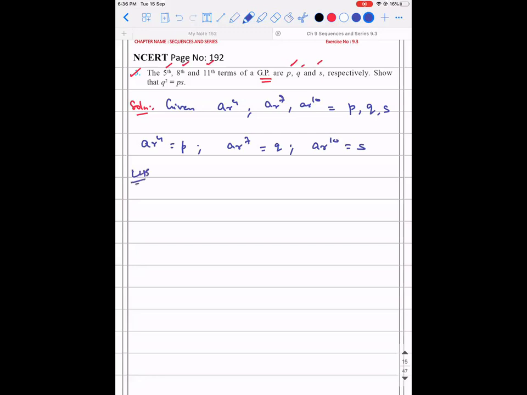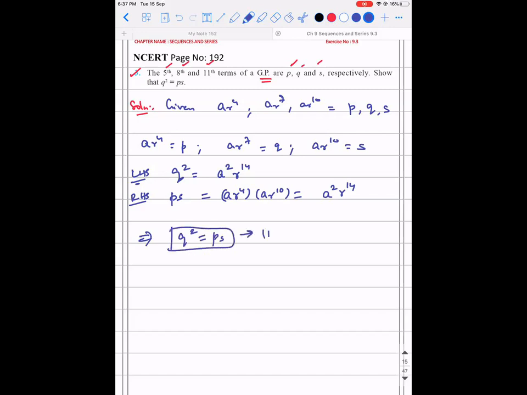So we will take LHS. What is q square? Q square is a square r power 14. What is p into s? Consider RHS. That will be a r power 4 into a r power 10. So what can you conclude? Q square is equal to ps, hence proved. Right?